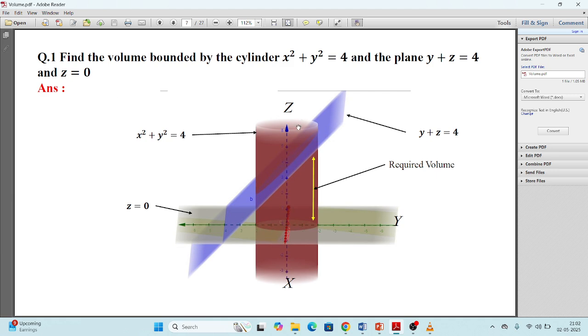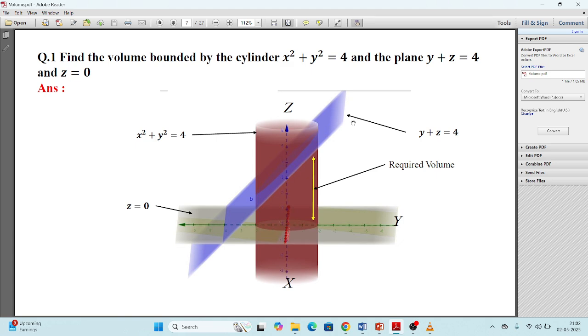Now this is unbounded, actually it goes to infinity on the upper side as well as on the lower side. So we need two bounds, one upper and one lower bound. So what is the lower bound? It is given z equals 0. What is the upper bound? It is given a plane y plus z equals 4.